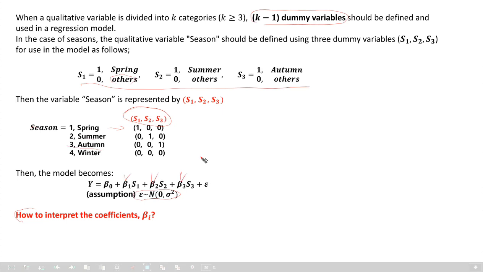That is the main point here. So I'm going to leave it to the next lecture, with some examples.